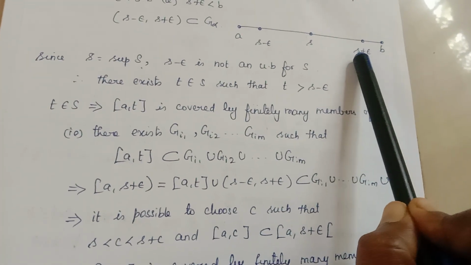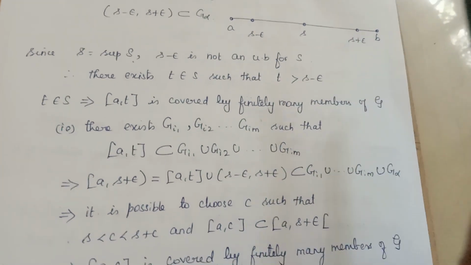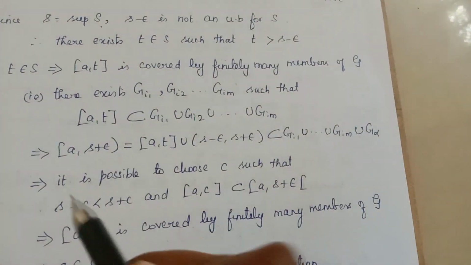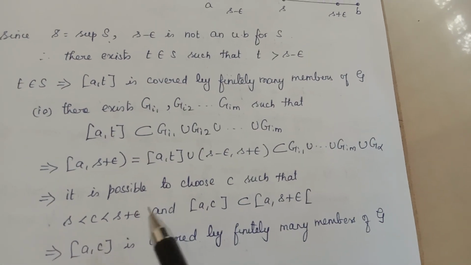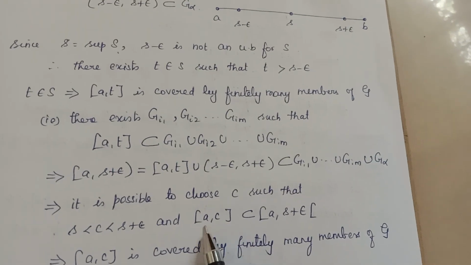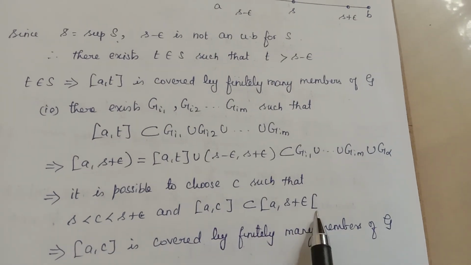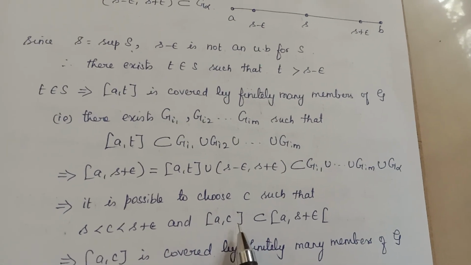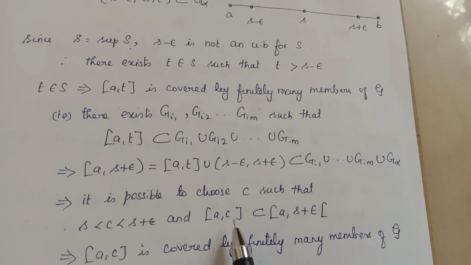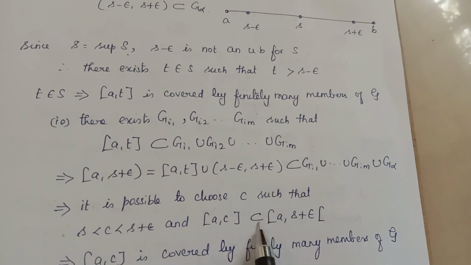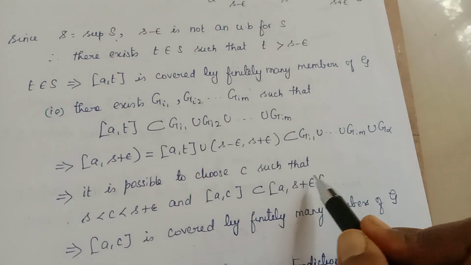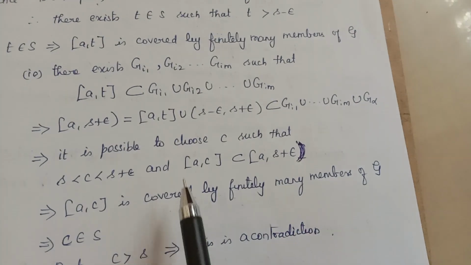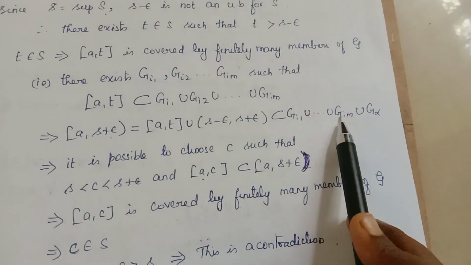So what I am going to do is, if this is covered by finitely many members, I can find a C in between s and s plus epsilon, such that the closed interval A to C is contained in A to s plus epsilon. Why am I choosing C? I want to arrive at a closed interval, and then only can I say it is an element of capital S. Therefore this is contained in A to s plus epsilon, which is an open interval, with ordinary brackets. Now A to C is contained in this, but this is covered by finitely many members.